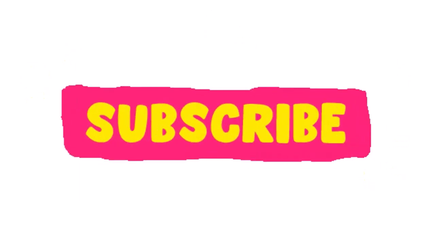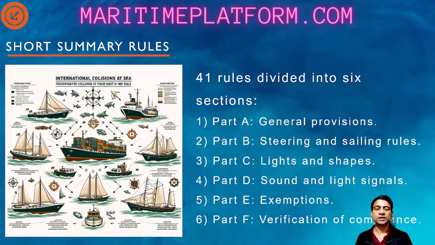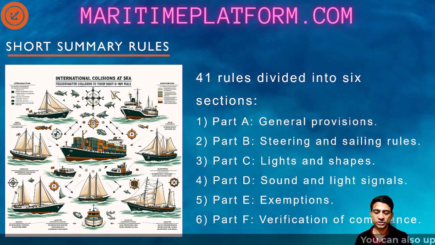Part C is the lights and shapes. Basically, the different lights and shapes which are to be displayed and used for collision avoidance and indicating your vessel's position. Part D, sound and light signals. Similar to lights, we also have sound signals which are sounded to give information about the vessel. Part E, exemptions. We have exemptions to these rules which are mentioned in section E. And Part F, verification of compliance.